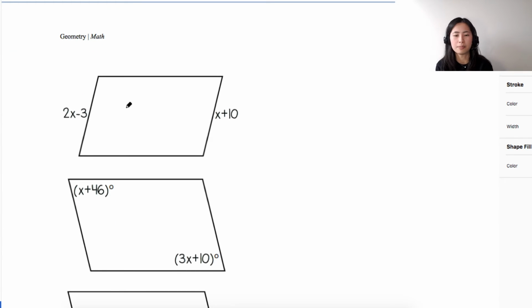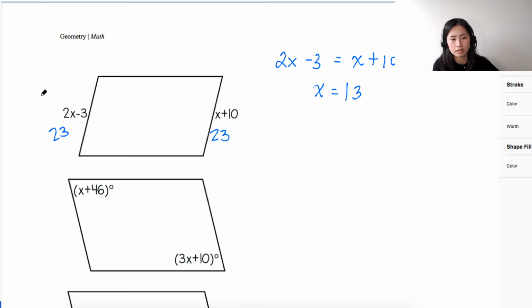Again, this is a parallelogram. So you have 2x minus 3 equal to x plus 10. Solving for x, you would have this minus x, because I'm moving this to the opposite side, I get x equal to 13. 10 plus 3, that's 13. So this would have to be 23. And if this is 23, this has to be 23 as well, because 2 times 13 is 26, minus 3, that's 23.